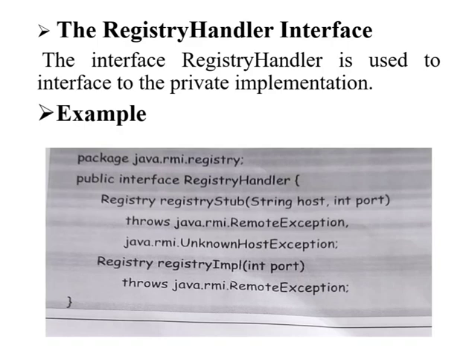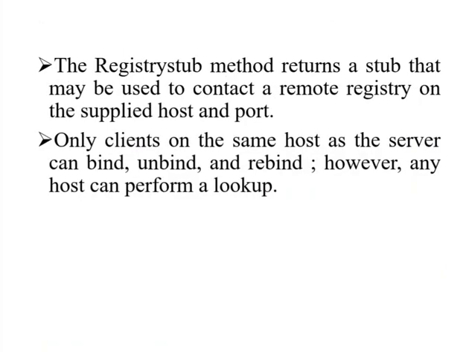The registryStub method returns a stub that may be used to contact a remote registry on the supplied host and port. The registryImpl method creates and exports a registry on the given port. The port must be greater than 0. The client can use the LocalRegistry and Registry interfaces as well as the methods of the URL based java.rmi.Naming class to access the registry. Only clients on the same host as the server can bind, unbind and rebind. However, any host can perform a lookup.